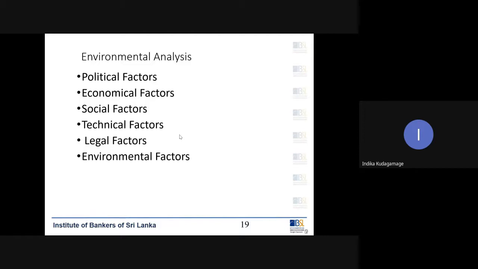Legal factors, again legal requirements. The country's land law is a legal thing. Then now the BOI Act has changed, so that is a legal thing. Then the environment. It is the environment, how the waste is treated, what is the impact to the environment, which we discussed earlier. So under environment, we have all these things. We call it PESTLE. We will have a little bit more detail when I come to PESTLE environment.